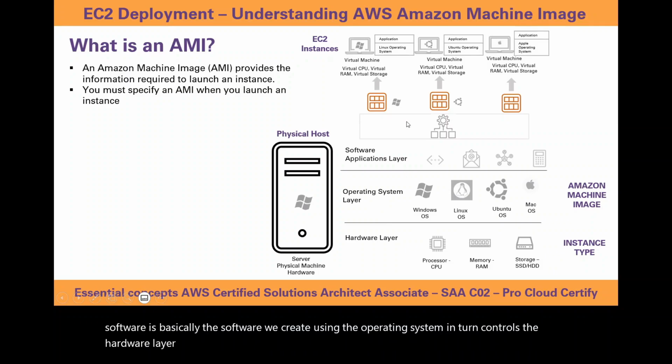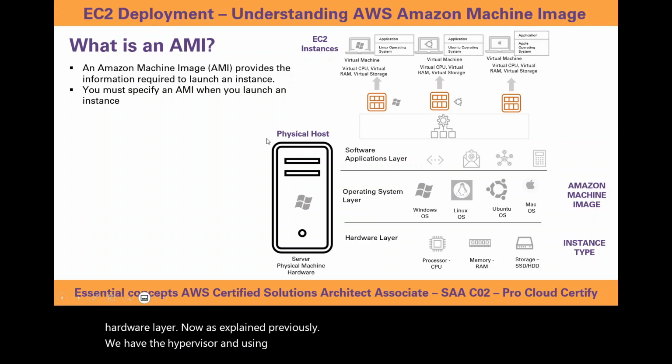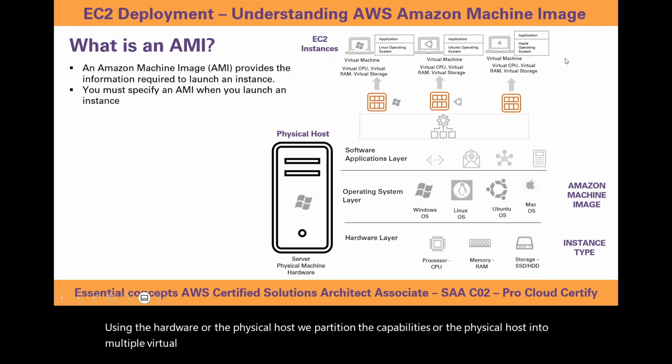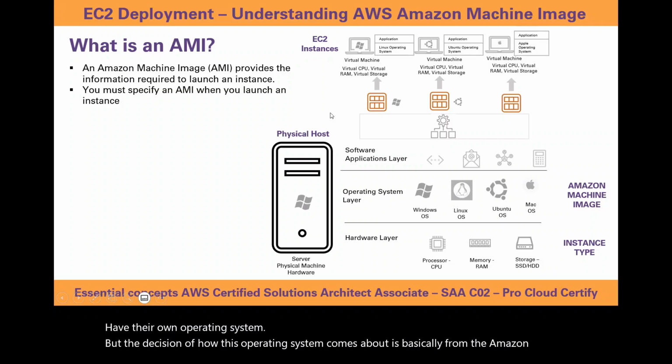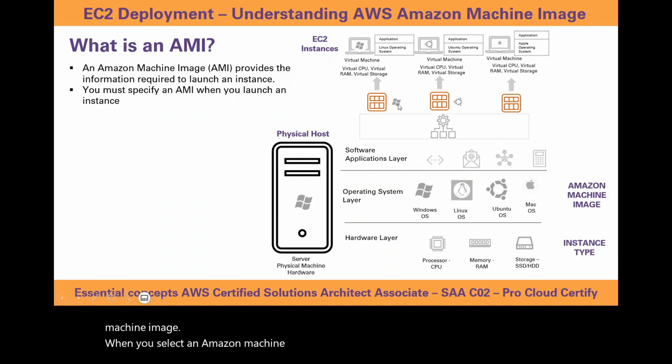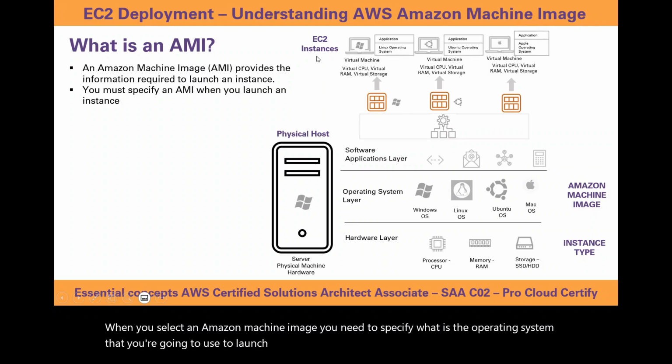Now, as explained previously, we have the hypervisor, and using virtualization software, using the hardware of the physical host, we partition the capabilities of the physical host into multiple virtual machines. These virtual machines have their own operating system, but the decision of how this operating system comes about is basically from the Amazon Machine Image. When you select an Amazon Machine Image, you need to specify the operating system that you're going to use to launch the virtual machines or the EC2 instances.